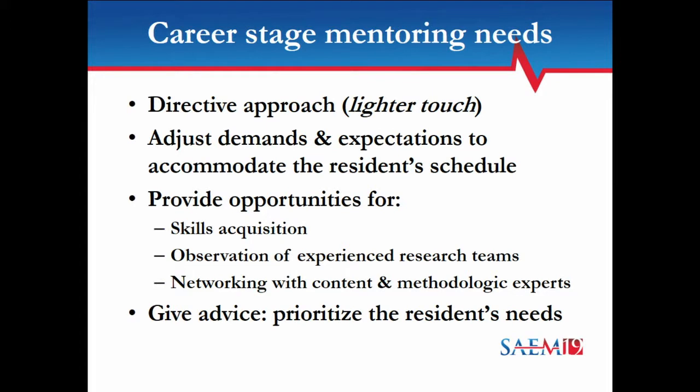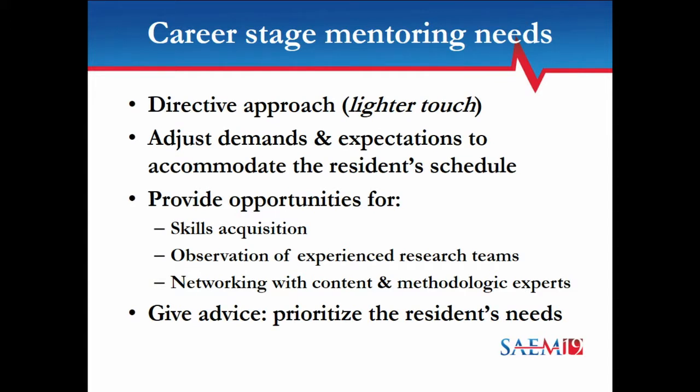You don't want to scare them off. If they're a resident, they're interested in research, you want to nurture them. You want to keep them on the path. And so you want to work around their often very challenging clinical schedules and help them succeed. And you want to provide opportunities for them to learn research skills.